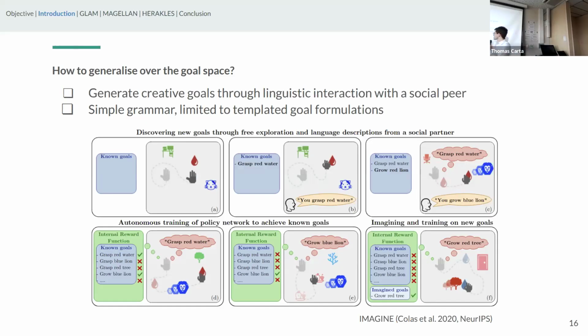So for instance, here, you grasp red water, or the goal growing blue lion. And then the agent tries to automatically select the goals and train on them, so grasping red water or growing blue lion, but also leverages the compositional nature of language to create new, never seen before goals, such as grow red tree. So it's a way to leverage the properties of language to create new, diverse goals. However, in this work, they use a very simple grammar with limited and templated formulations. And we want to have more natural expressiveness and to reach more diverse kinds of goals.